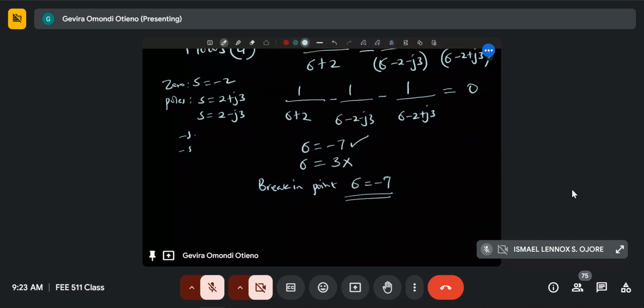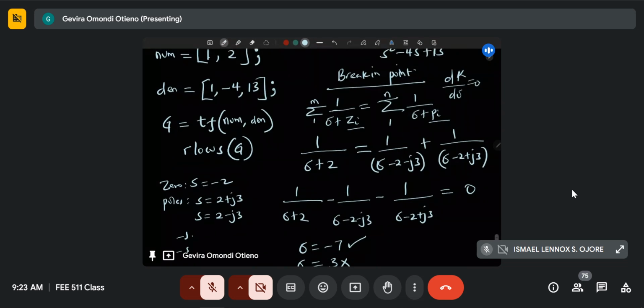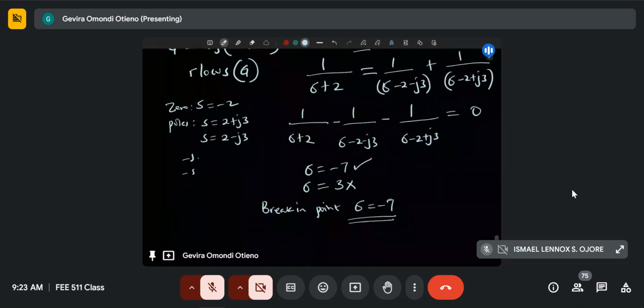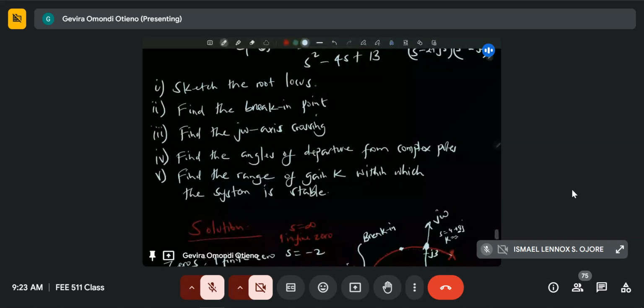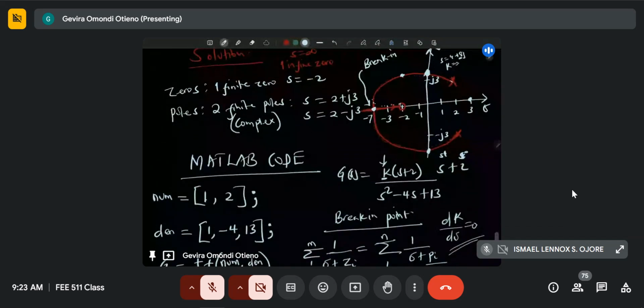Okay, good. Even if you do the differentiation method, dK over d sigma equals 0, you're still going to get 2 roots, because you're differentiating with respect to sigma, equating to 0 and solving. You're still going to get the same answer. You can try that. Good. So that is the second part of the question. We've done the sketch and the break-in point. Let's go to the J omega axis crossing.